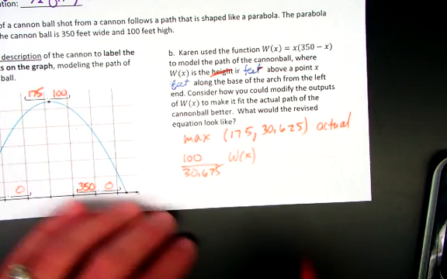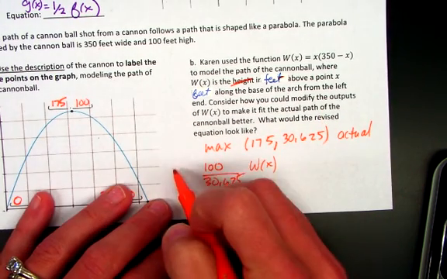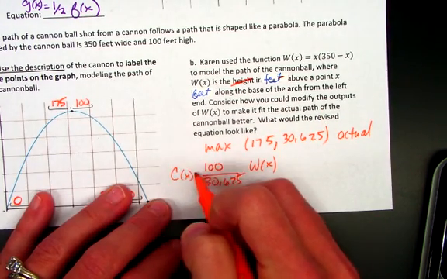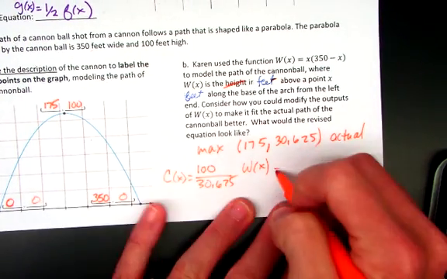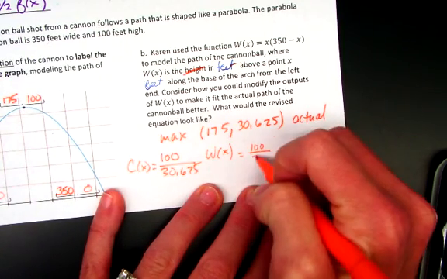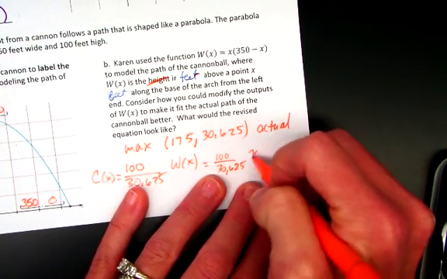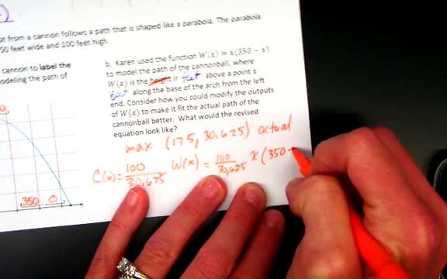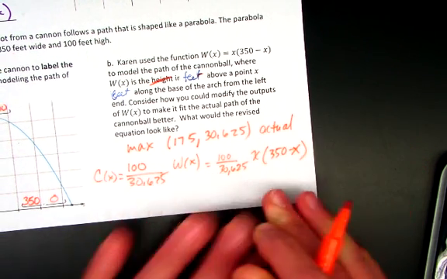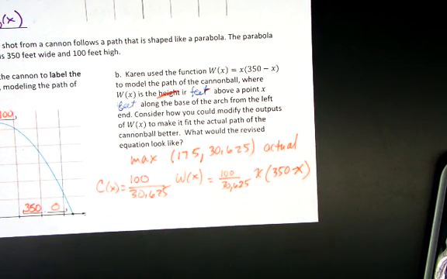Okay, so this is going to be my new function. I'm going to call this the canon of X equals this, or you could say 100 over 30,625 times X times 350 minus X. So those would be two solutions that you could write.